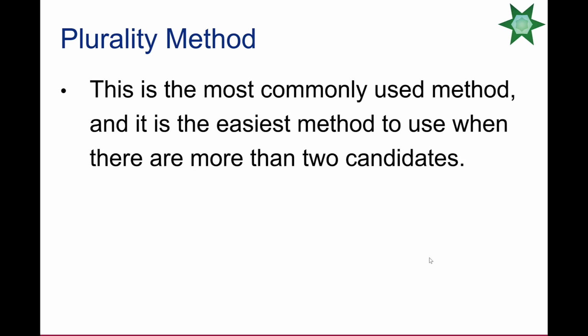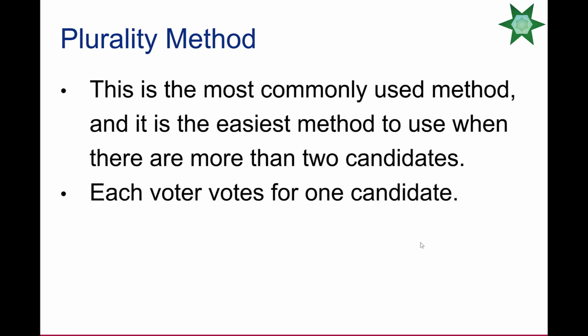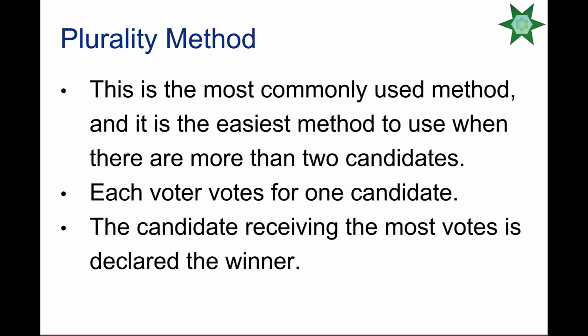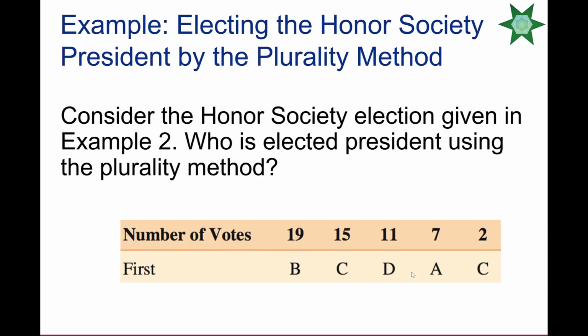The plurality method is the most commonly used method for an election. Basically, each voter votes for one candidate, and whoever gets the most votes wins. Different from majority. Now, majority means that you've gotten 50% plus 1 of the votes cast, but in plurality, the candidate who gets the most votes is the winner.